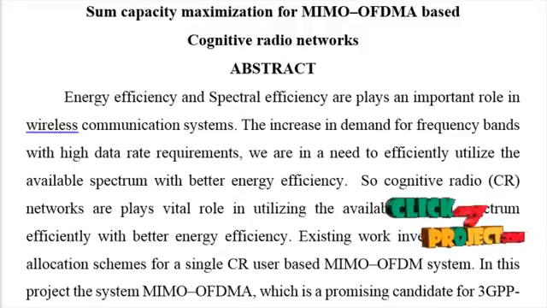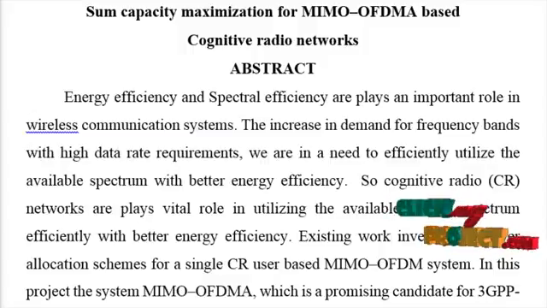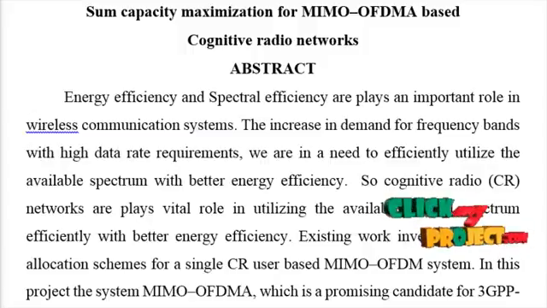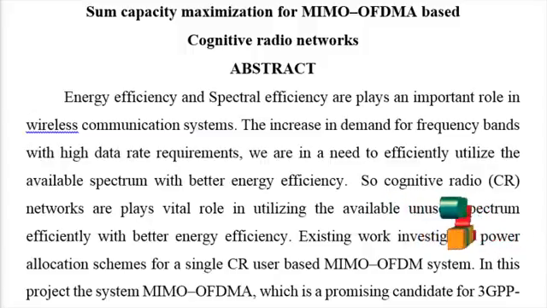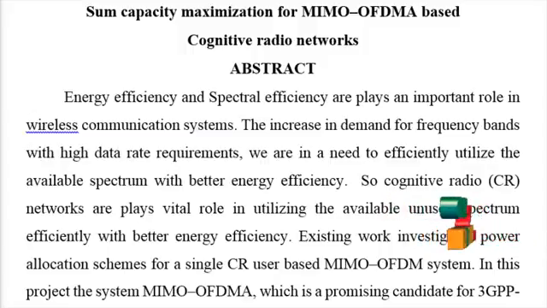Energy efficiency and spectral efficiency play an important role in wireless communication systems. With the increase in demand for frequency bands with high data rate requirements, we need to efficiently utilize the available spectrum with better energy efficiency. So cognitive radio networks play a vital role in utilizing the available unused spectrum efficiently with better energy efficiency.